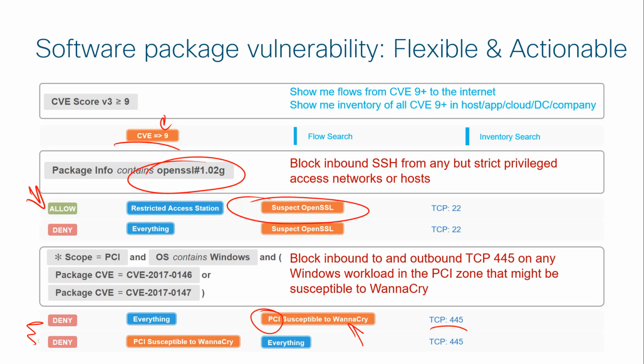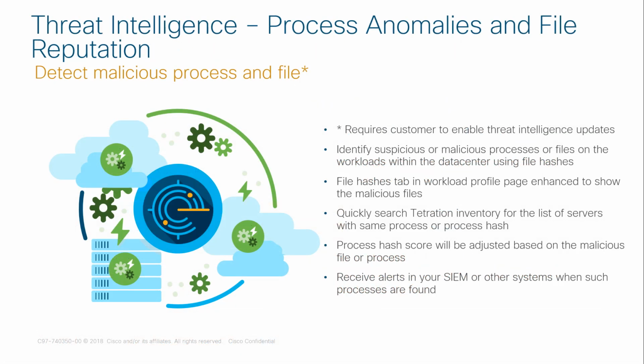So there are a lot of different ways that Tetration can leverage its ability to identify software processes, to identify software packages like versions of software, as well as actually match that software version against known vulnerabilities that are out there in the world. So there is a great many things, as the Emperor would say, that you can do. But identifying vulnerabilities is only part of the solution to reduce your attack surface and limit your exposure.